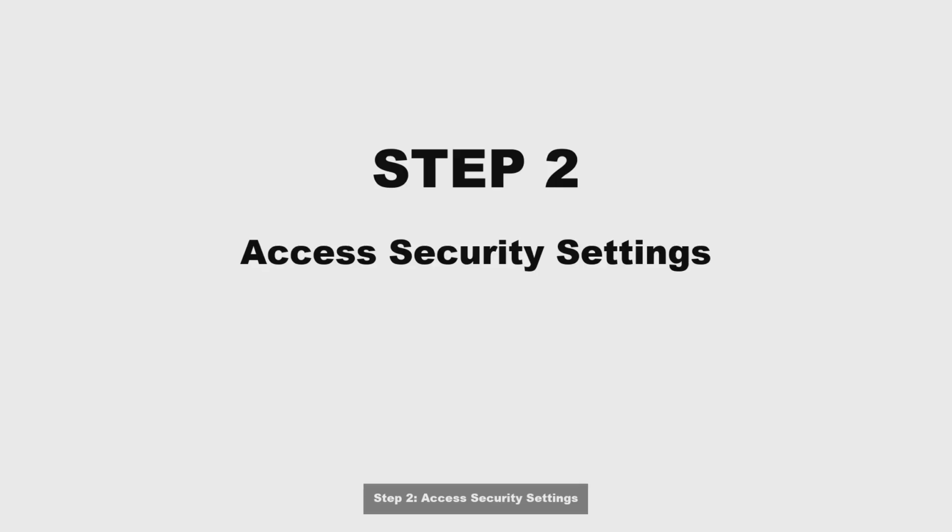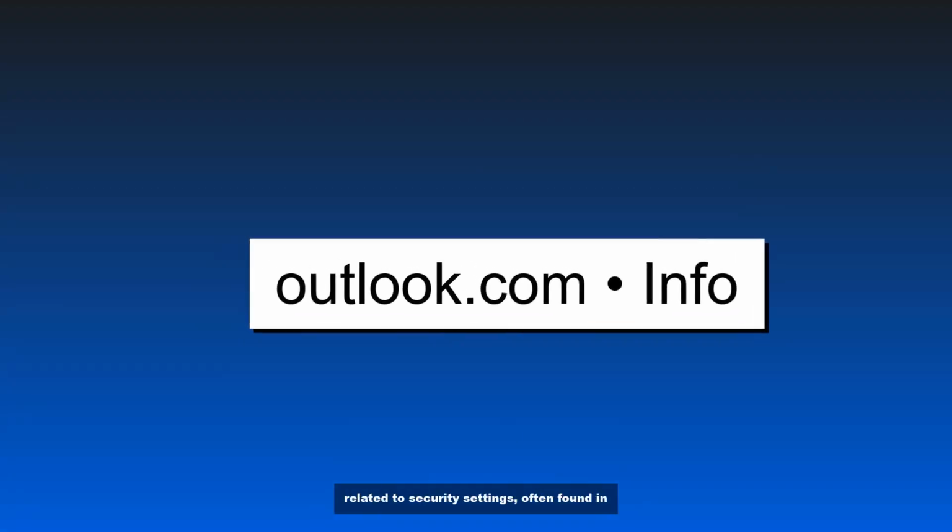Step 2. Access security settings. Once logged in, navigate to the security section of your account. Look for options related to security settings, often found in the main menu or under your account profile.